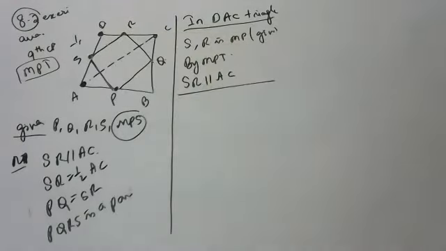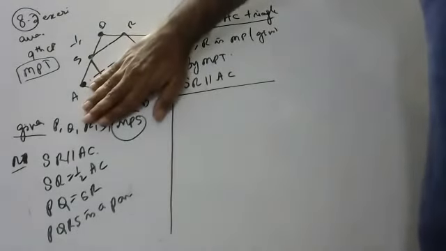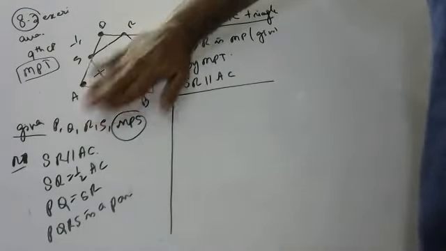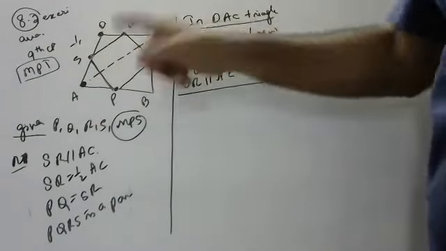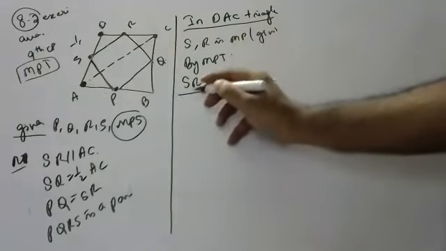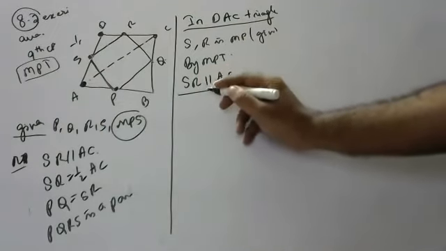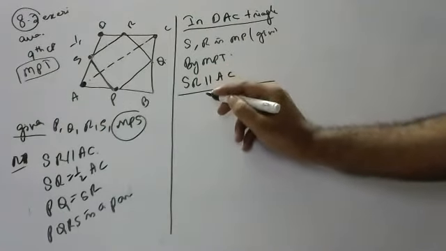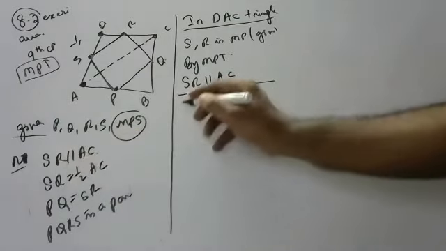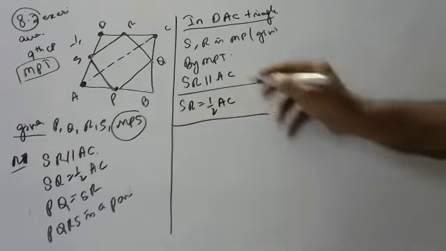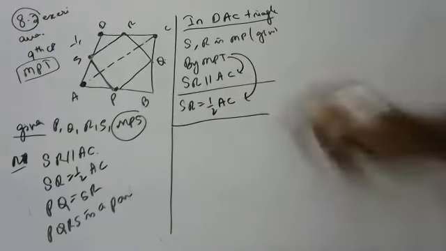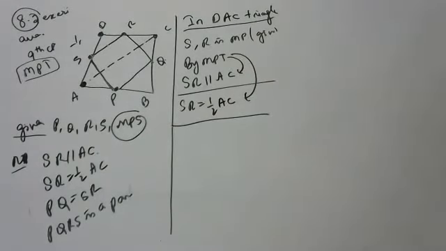SR is parallel to AC. Forget about this, children. S and R are midpoints, so by the midpoint theorem, SR is parallel to AC and SR is half of AC. Over. The second one also, SR is half of AC. How? By the midpoint theorem. Does anyone have any doubts in this, children?